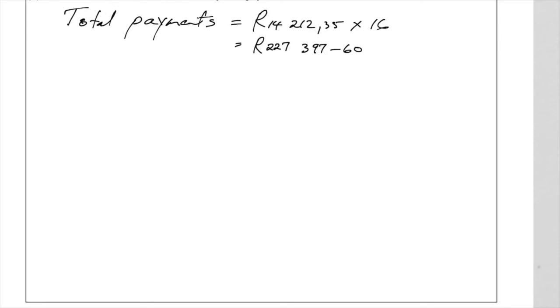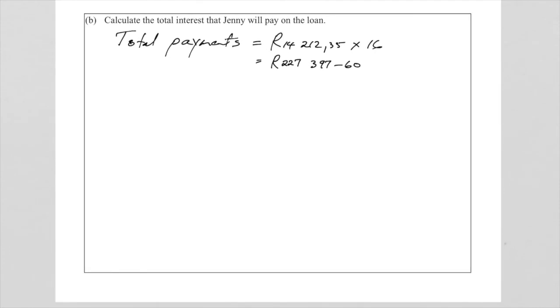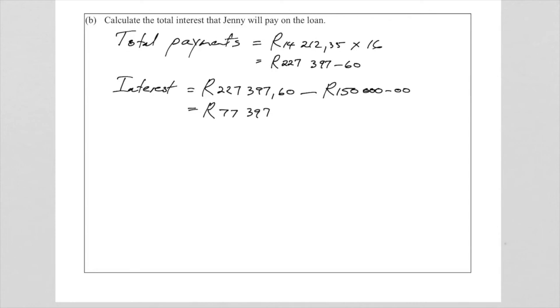Now, the question in this one is, what is the interest? To find the interest, I think it will make sense to you that we take the total payments, that is the amount that she paid onto this loan, and we subtract the original loan from it. Remember, you pay back the loan as well as interest. That is how future value works. So if we know the total amount of the payments, we can subtract the original loan, and that will give us the total interest that she paid on this loan, 77,397 rand and 60 cents.